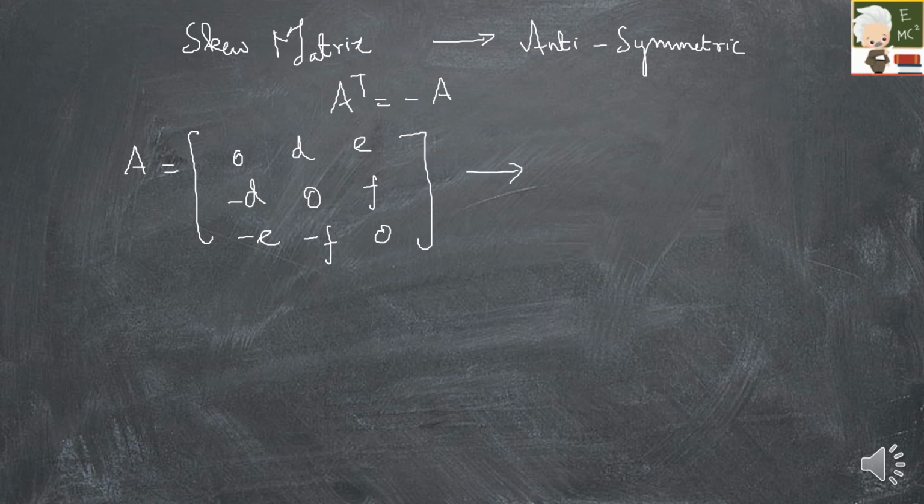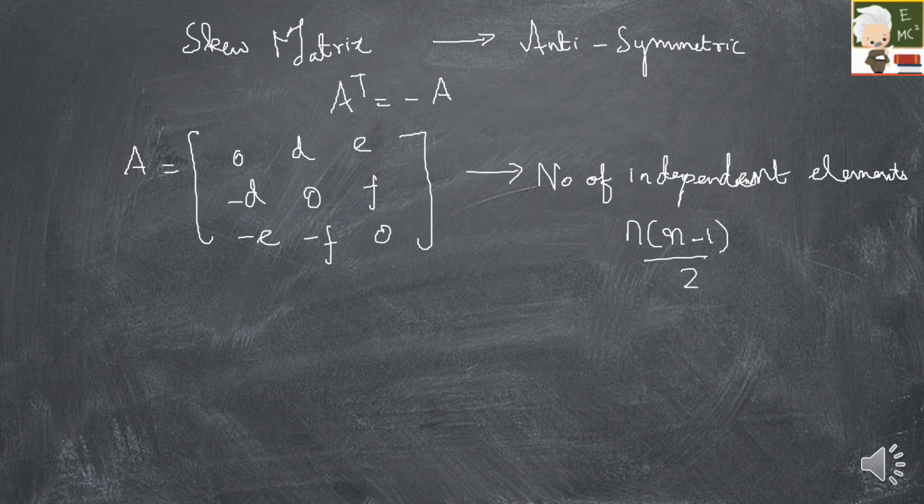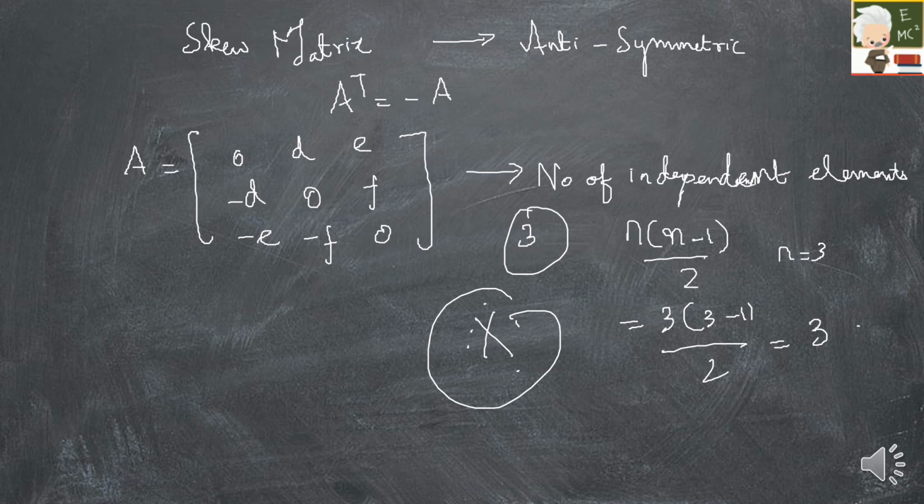So here again they can ask a question, number of independent elements, which would be, again, the formula is n into n minus 1 by 2. So here n is 3, which will be equal to 3 into 3 minus 1 by 2. So finally you have 3 as your answer. So the number of independent elements in an antisymmetric or a skew matrix is 3. Again, this is an important question which they can ask you.